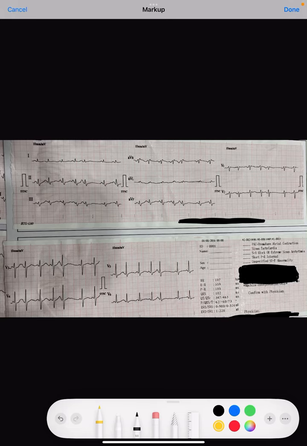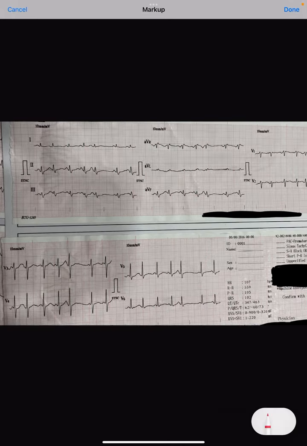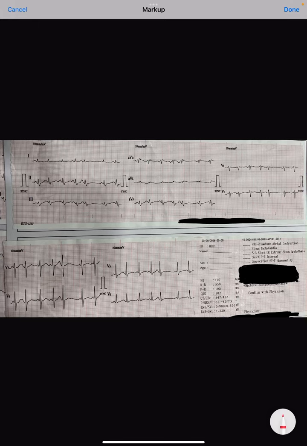Now, this is a very interesting ECG. You can pause the video for a second and try to figure out what could be the problem in this particular ECG. Now, it is crystal clearly written that the heart rate is around 107, and the reading says that the patient has premature atrial contraction.